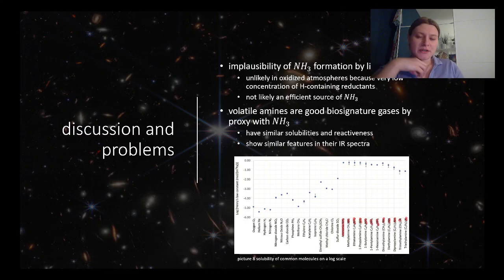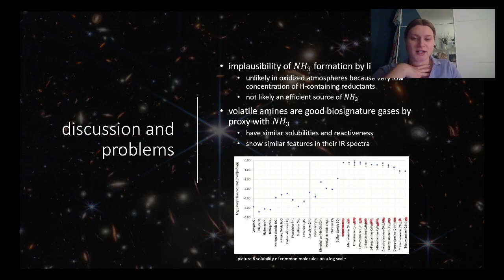I mentioned in the minor NH3 abiotic sources that lightning might also be one of them, but it's not likely an efficient source of NH3, because in oxidized atmospheres there's a very low concentration of H-containing reductants. And so it's not really likely for lightning to be an efficient source.